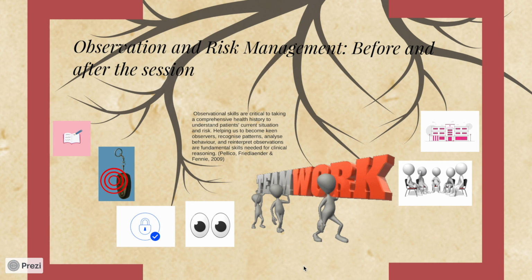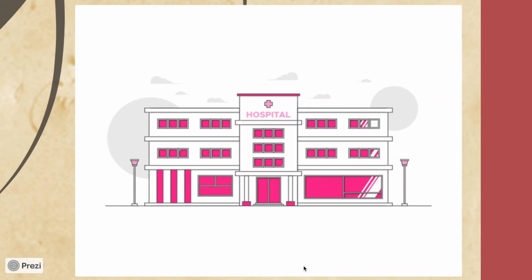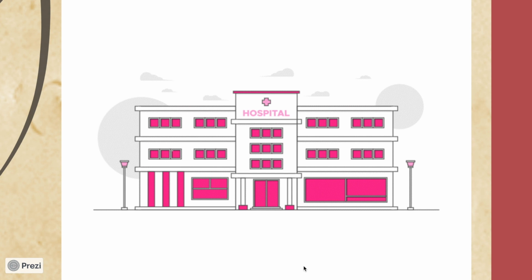Observations and risk management before and after the session. The structure of an inpatient ward can significantly affect how observations is undertaken and the patient's experience. In the acute setting, levels of observations will determine patients' access to art therapy.